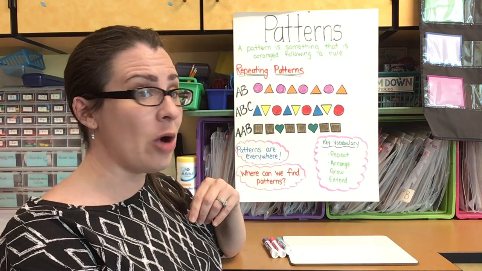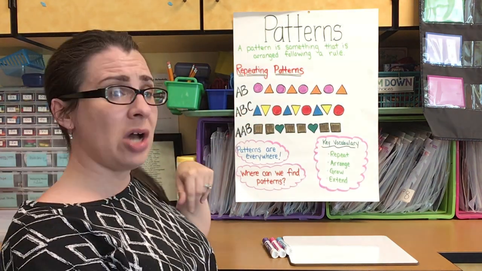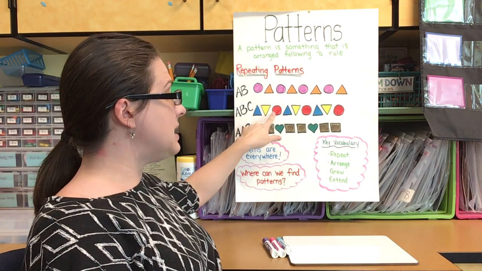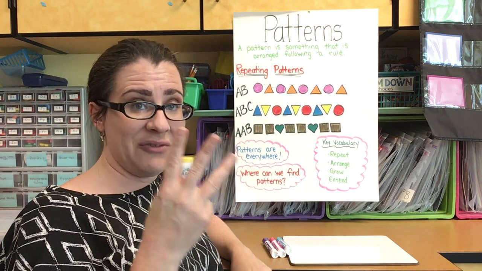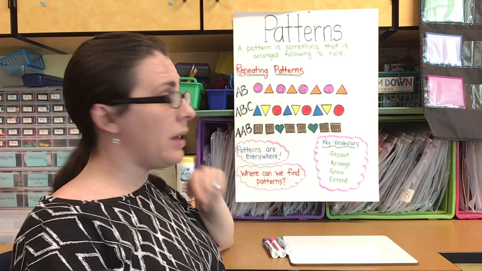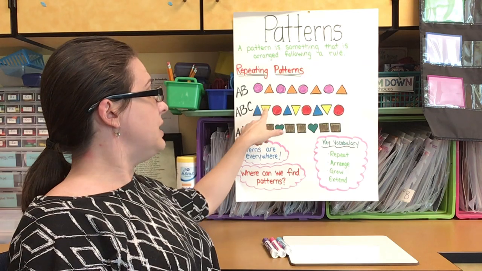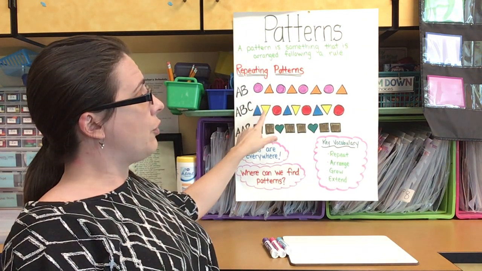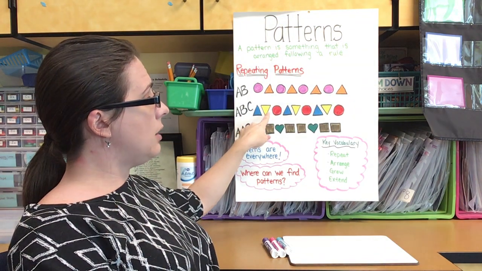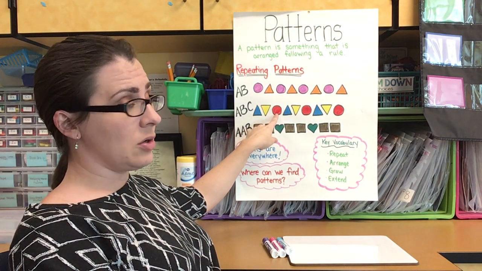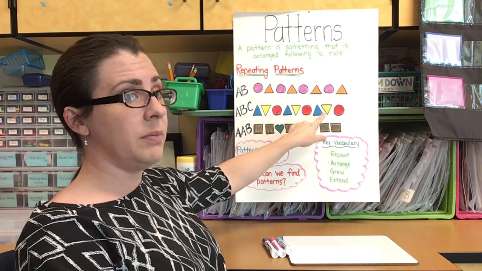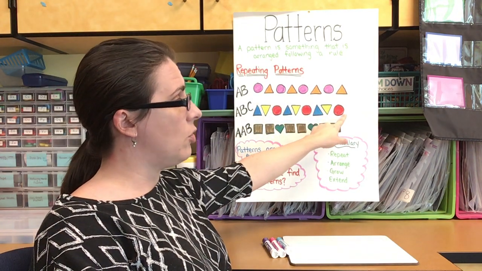Okay, let's keep going. The next pattern we've talked about is an ABC pattern. Now, an ABC pattern has 3 different things in it, okay? If we looked at this pattern, you might say the rule is 3 different shapes or 3 different colors, okay? We've got a blue triangle, a yellow triangle, and a red circle. A blue triangle, a yellow triangle, and a red circle.